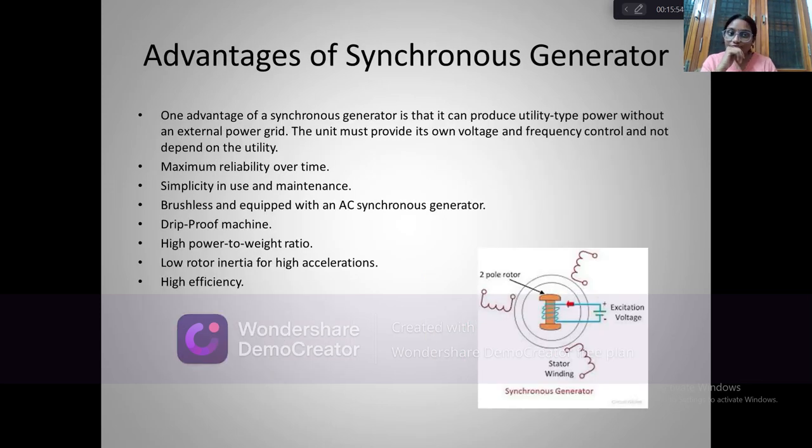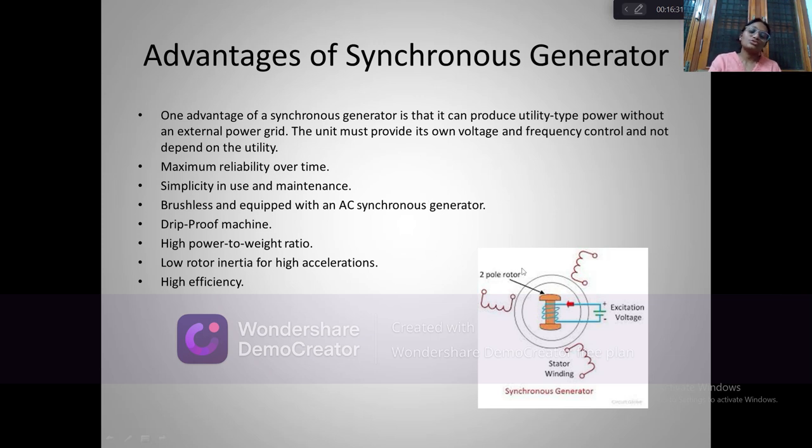When it comes to the advantages of the synchronous generator, one advantage is that it can produce utility-type power without an external power grid. The unit must provide its own voltage and frequency control and not depend on the utility. Other advantages are maximum reliability over time, simplicity in use and maintenance, brushless operation, a trip-proof machine, high power to weight ratio, low rotor inertia for high accelerations, and high efficiency. These are some advantages of the synchronous generator.